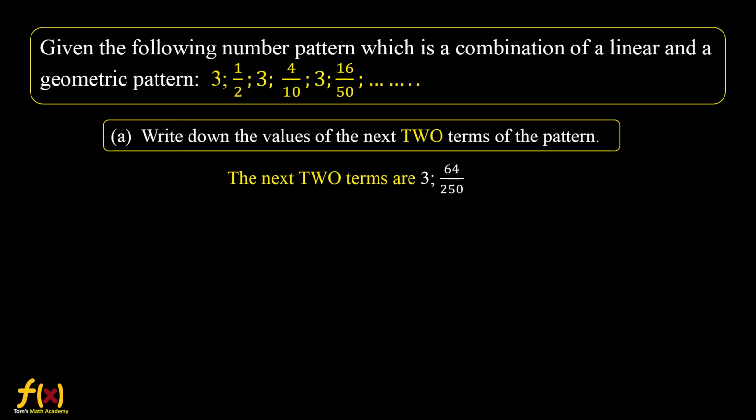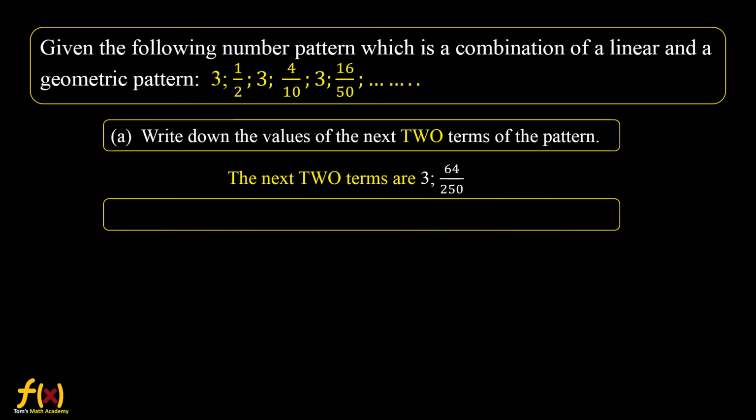Look at the denominator: 2, 10, 50. We multiply by 5. So 50 times 5 gives us 250. They are the two terms.